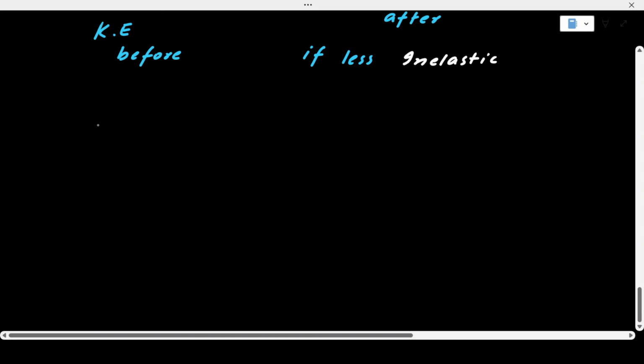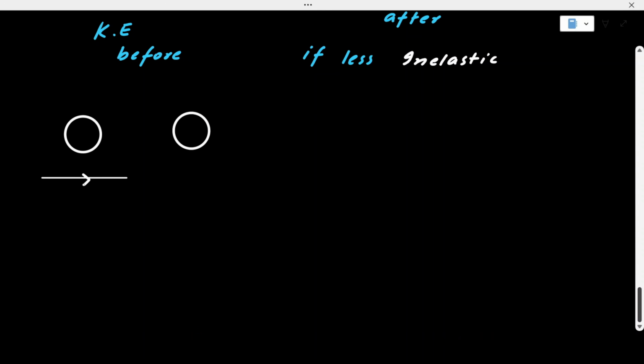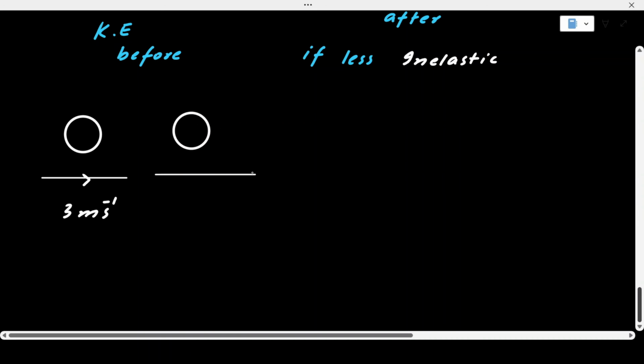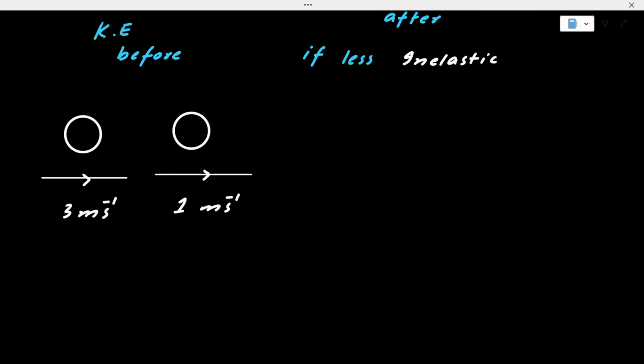Now what is the relative speed of approach and relative speed of separation? The first one is moving to the right side with a speed of 3 meter per second. The second object is moving with a speed of 1 meter per second. Can the first object approach, or chase, the second object? In this case, yes, because the first object is moving faster. So the first object can definitely chase the second one.